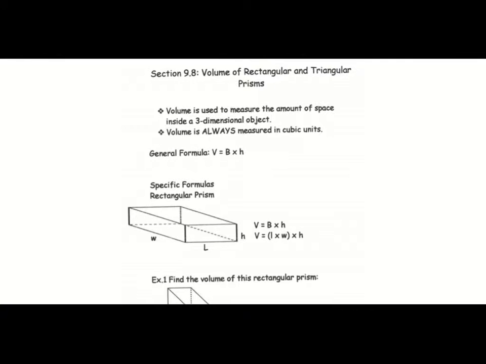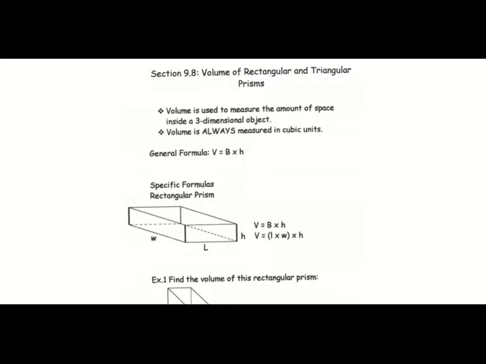We have talked about the area of a bunch of different objects, and so now we are going to start talking about the volume of those different objects. So we're going to start with 9.8, the volume of rectangular and triangular prisms. Volume is used to measure the amount of space inside of a three-dimensional object.